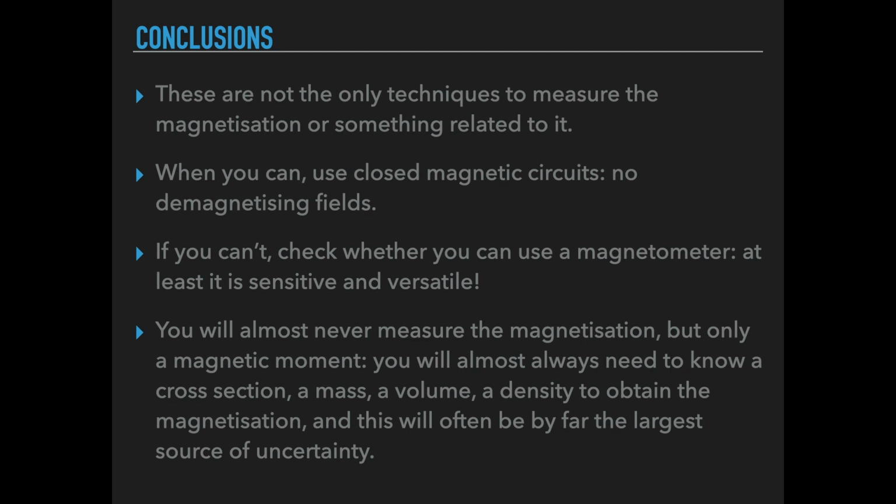However, keep in mind that you will almost never measure the magnetization of the material, but only its magnetic moment. This means that you will almost always need to know either a cross-section, a mass, a volume, a density, or some of these properties of the sample, in order to obtain the magnetization. And unfortunately, this property that you need to know to convert the magnetic moment into the magnetization is the one that normally has by far the largest source of uncertainty.